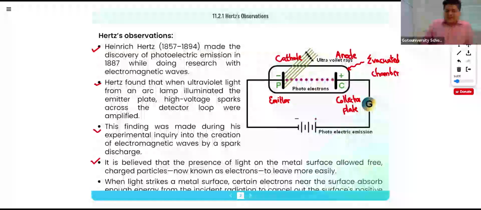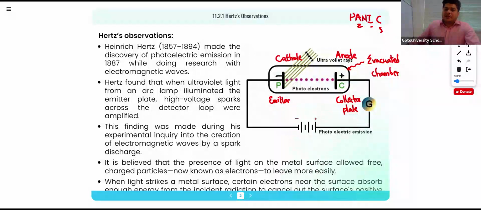When light strikes a metal surface, certain electrons near the surface absorb enough energy from the incident radiation to cancel out the surface positive charge. So what happened here on the cathode plate? Also remember one more thing: PANIC, meaning positive anode, negative cathode. The anode will be positive and the cathode will be negative.